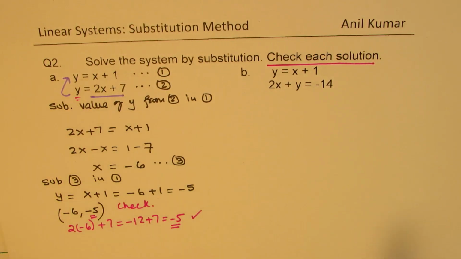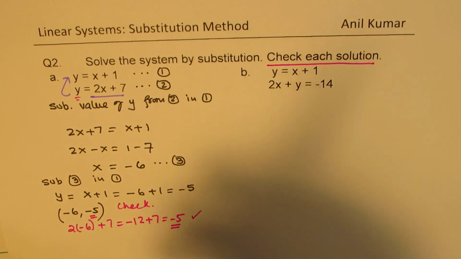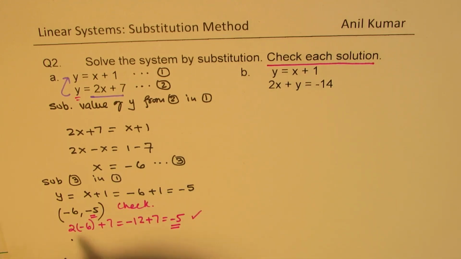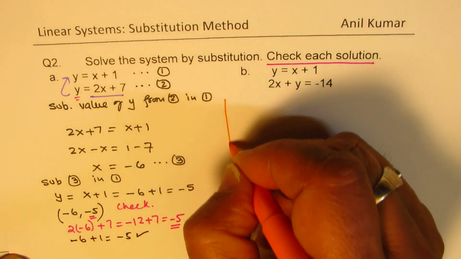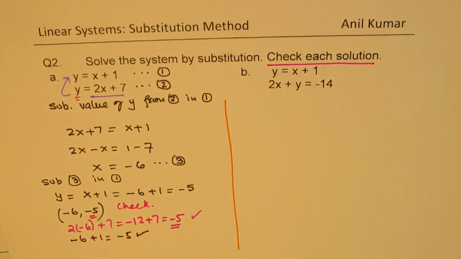If I use the first equation, in that case, we have minus 6 for the x value. So minus 6 plus 1 is equal to minus 5. So that verifies that the first equation is also satisfied. So I hope that is clear, right? Okay, so that is how you should be solving these questions. Let's take the second question now.